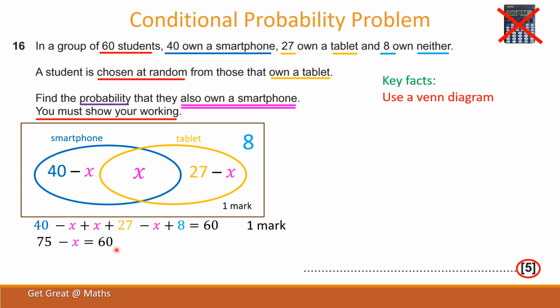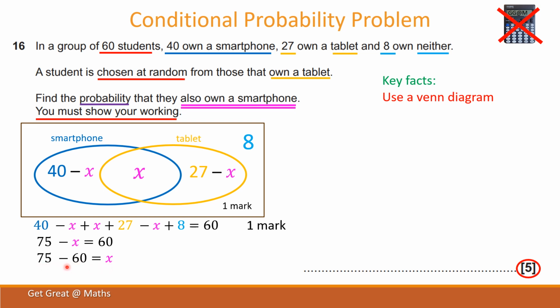I'm now going to do 2 things at once. So I'm going to get rid of this plus 60 and I'm also going to get rid of this minus x. Now the opposite to minus x is plus x, so I'm going to add x to both sides. And the opposite to plus 60 is subtract 60, so I'm going to subtract 60 from both sides. You can do this in 2 steps if you prefer. I've just done it in 1.